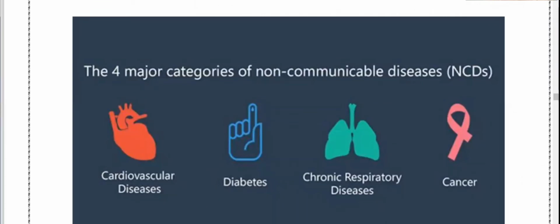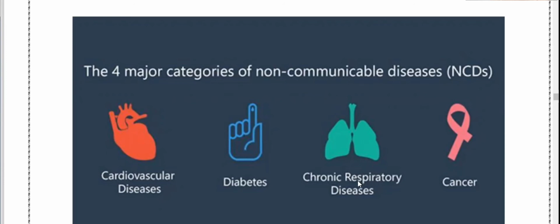So let's talk about non-communicable diseases. As we have discussed communicable diseases and how they are spread, now the non-communicable diseases. They are majorly divided into four categories: cardiovascular diseases, diabetes, chronic respiratory diseases and cancer. Cardiovascular or heart diseases are non-communicable, they do not spread. Then diabetes is a disease caused by a shortage of insulin being produced in the body. So this is also a non-communicable disease.